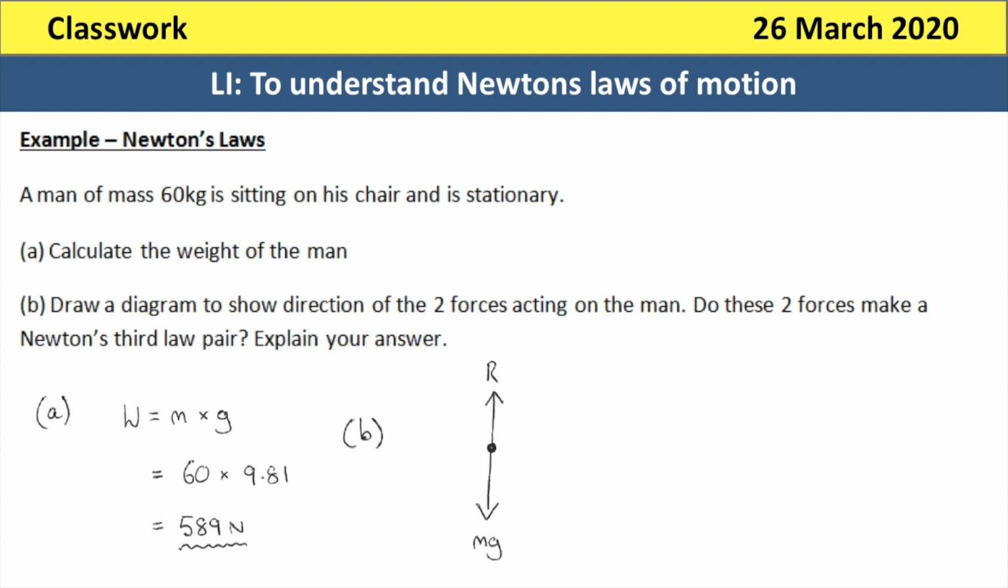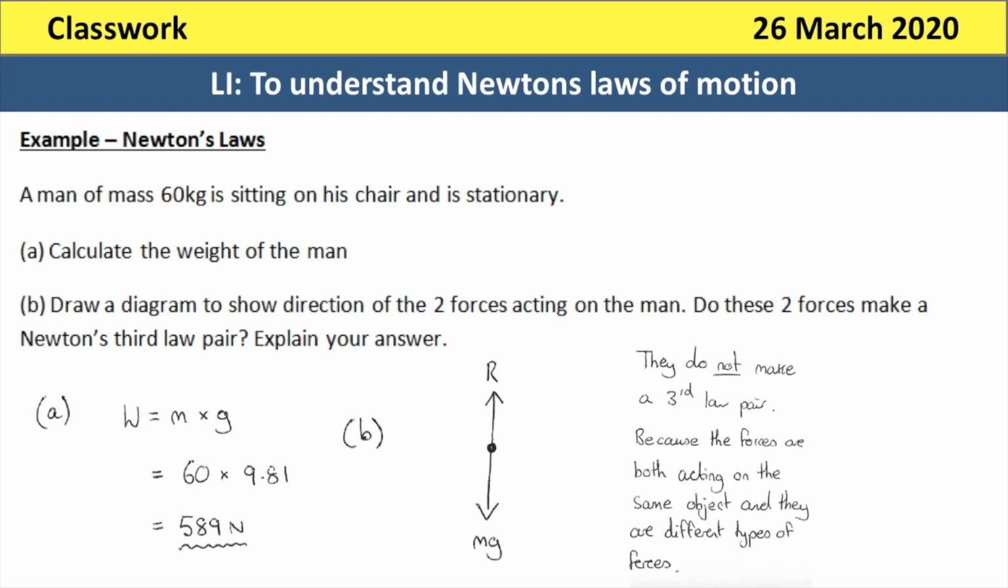Now then, the end of that question asks: do those two forces make a Newton's third law pair? In actual fact, they don't, because to be a Newton's third law pair, the two forces have to be the same type of force, and here they're not. One of them is a weight force caused by gravity, and one of them is a support force, so they are different types of forces. Additionally, the two forces would have to act on different objects to be a part of Newton's third law, and both of these forces are acting on the man, so that is a second reason why this is not a Newton's third law pair.